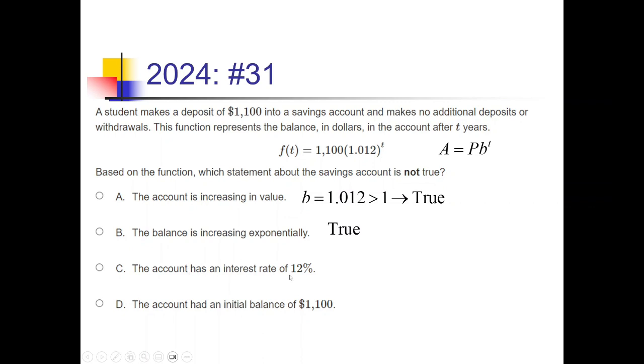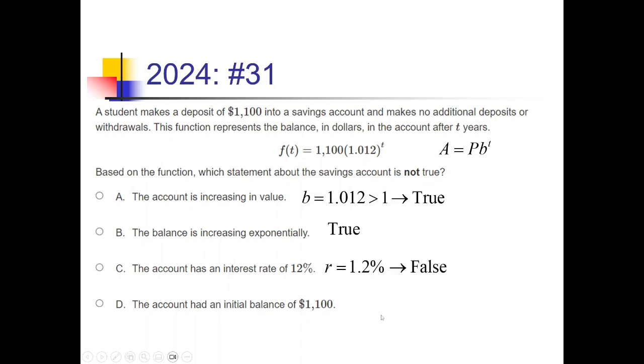Next up, the account has an interest rate of 12%. So to get the rate from this growth factor, you essentially have to subtract 1 and then multiply by 100. So 0.012, if we multiply that by 100, move the decimal over 2, that's going to be 1.2% for the interest rate, which is close except for that decimal. This is actually a much lower interest rate than they're suggesting here. 12 would be phenomenal, but this is a false statement.